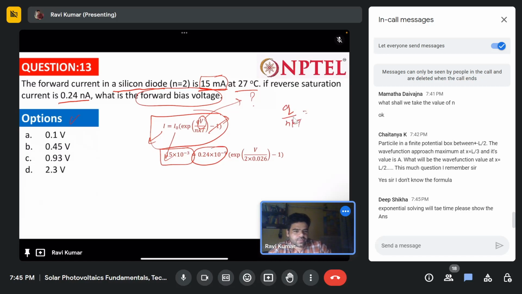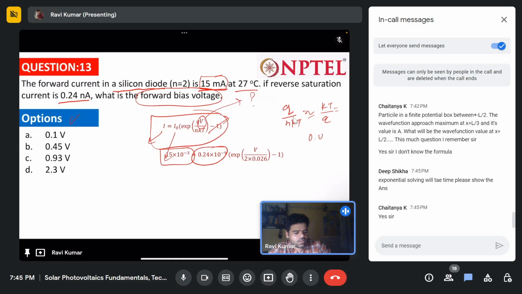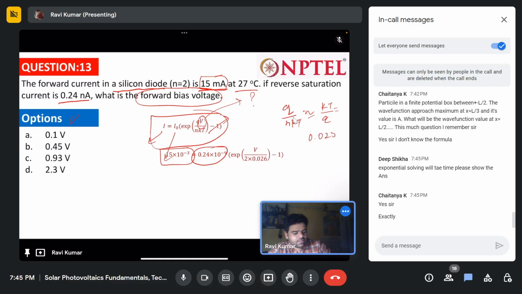So just for an approximation at room temperature, KT by Q is always 0.0258, or we can say 0.026 volt. So it's 26 millivolt. KT by Q.